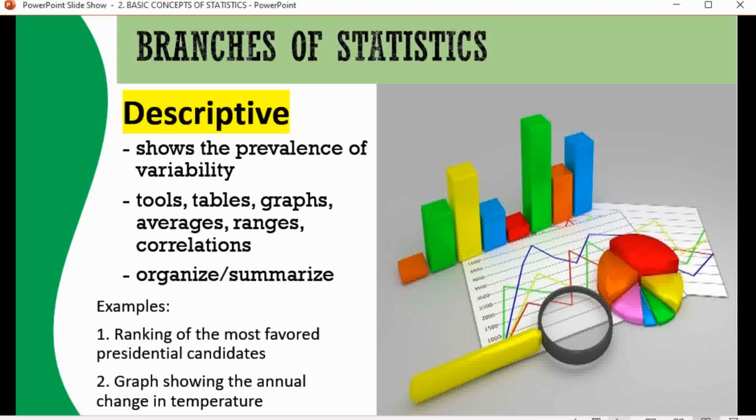The next example is the graph showing the annual change in temperature. In terms of time frame, for statistics to be descriptive, it has to be done over a longer period of time. In this case, it is done annually.